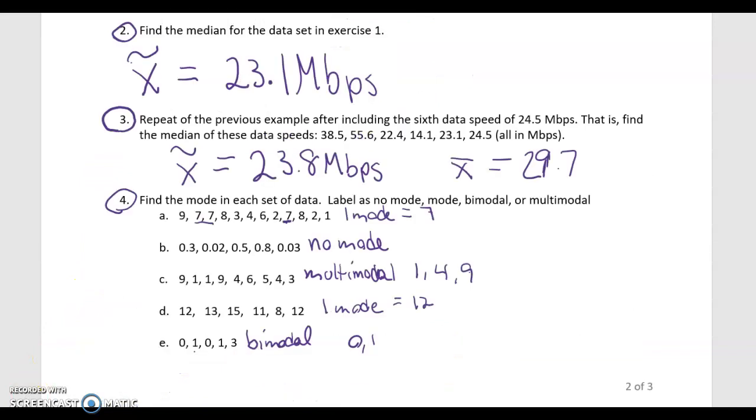Tune into the video on means for frequency distributions and weighted means in order to complete your guided notes.